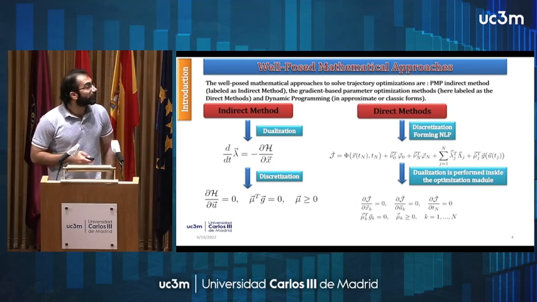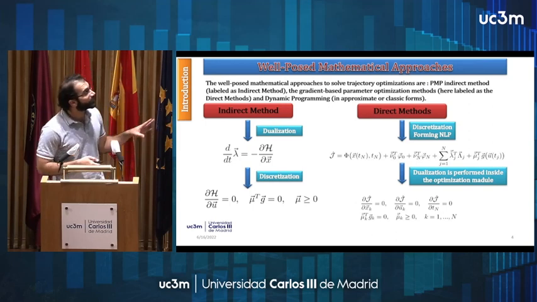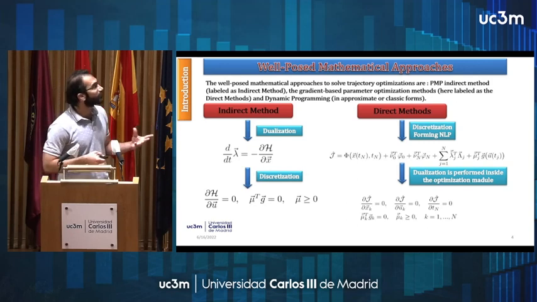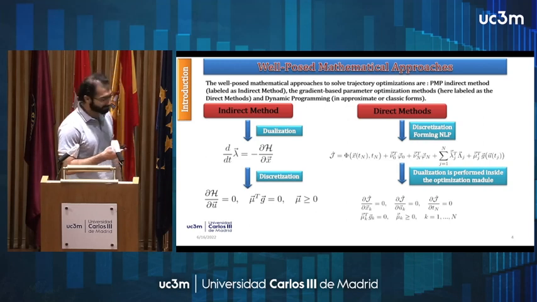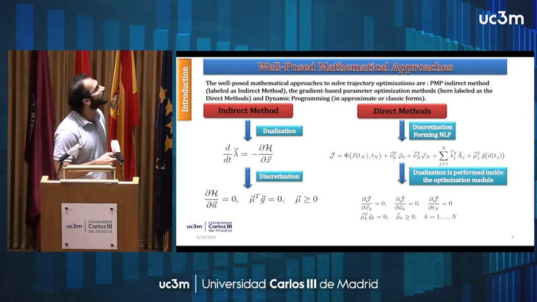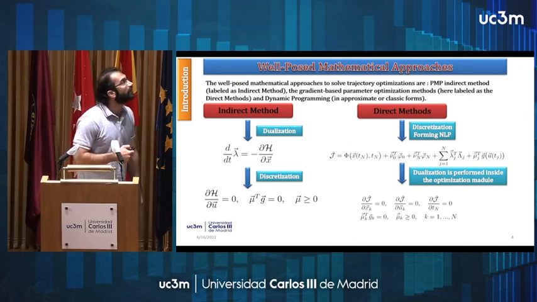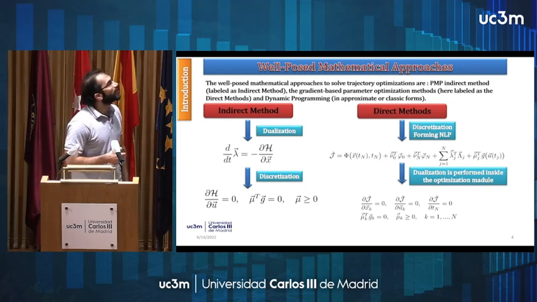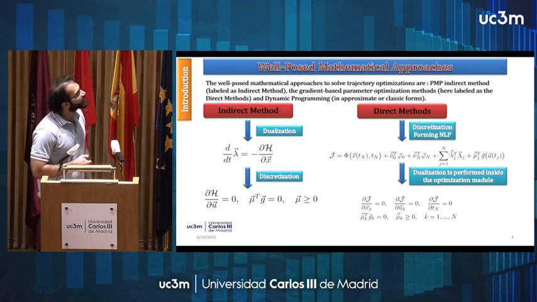For the indirect method, conceptually the method dualizes the problem and then discretizes it. The dualization is linked to the Hamiltonian and to the co-state dynamics, for which we use the partial derivative of the Hamiltonian. And then the discretization is based on the maximum principle.